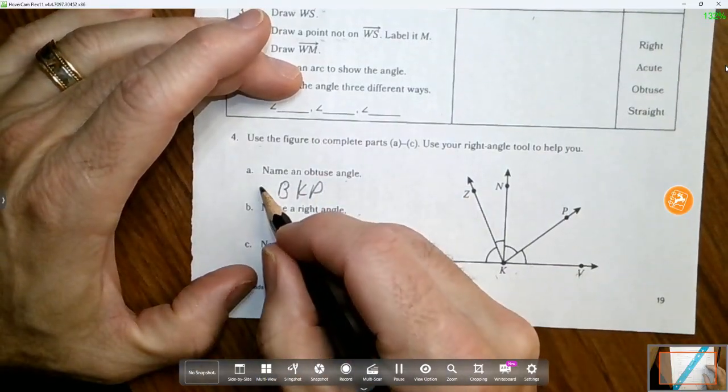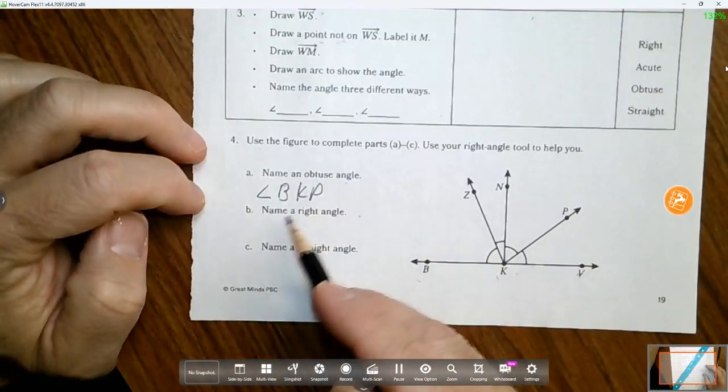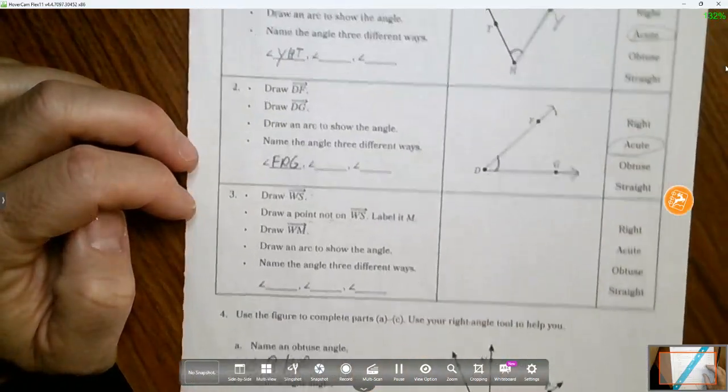But remember, you got to put this little symbol that looks like the greater than sign, like it's going to eat BKP. But put that in there to help you out. All right, finish naming these. I feel like with that help, that should have got you where you need to be.